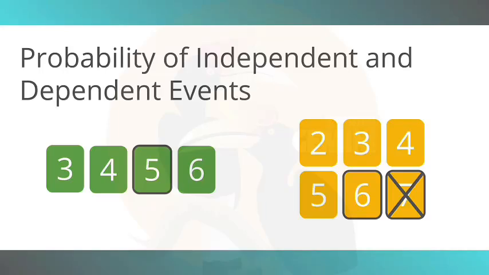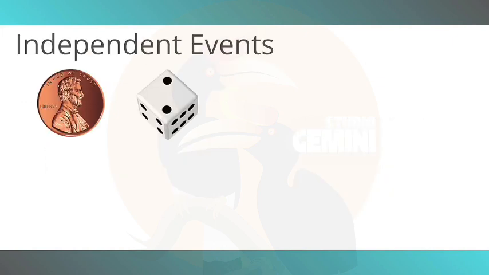Hello students, in this video we'll find the probability of independent and dependent events. Let's get started. First, let's talk about independent events. Put simply, independent events are events that have no impact on each other.